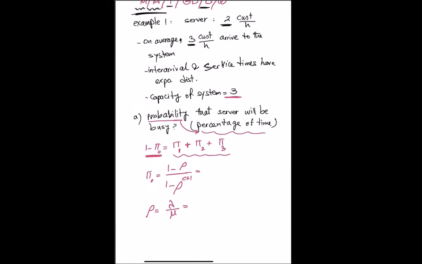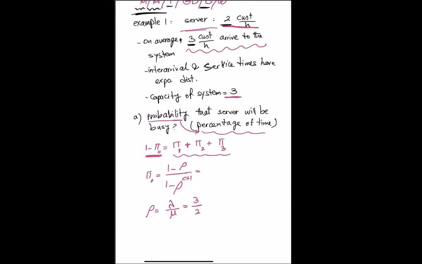That's the service rate, 2 customers per hour. And 3 customers per hour arrive. That's the arrival rate, so that's your lambda. Sorry. No worries. And then the service rate: the server provides service to 2 customers per hour, so 3 over 2. Okay, so rho is 3 over 2.